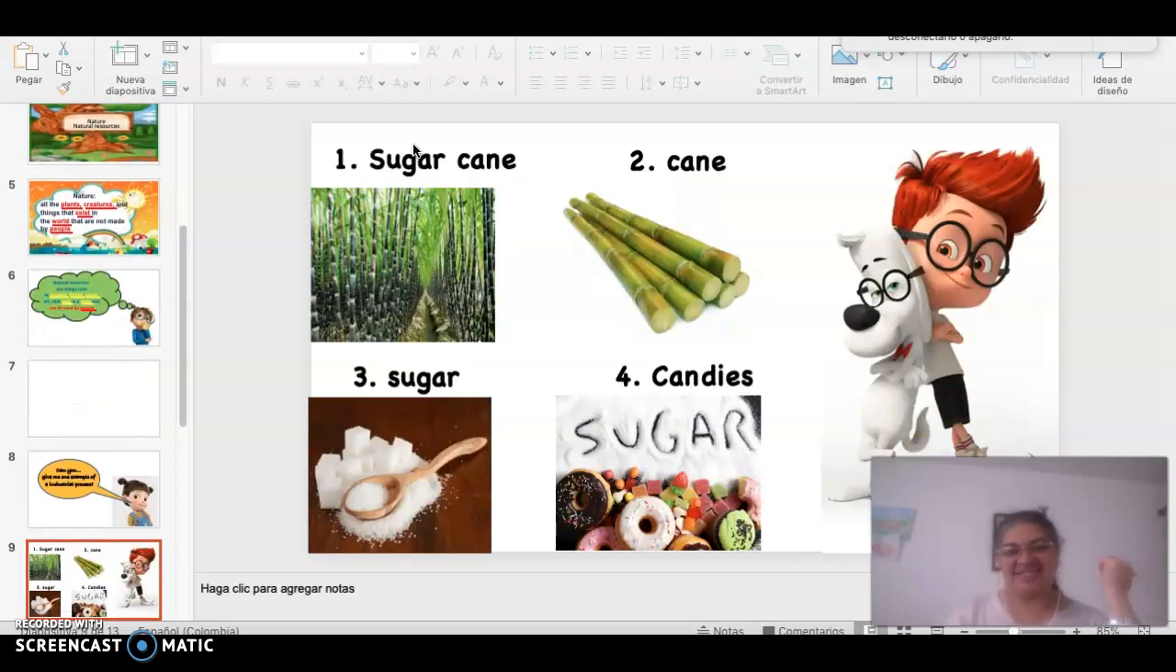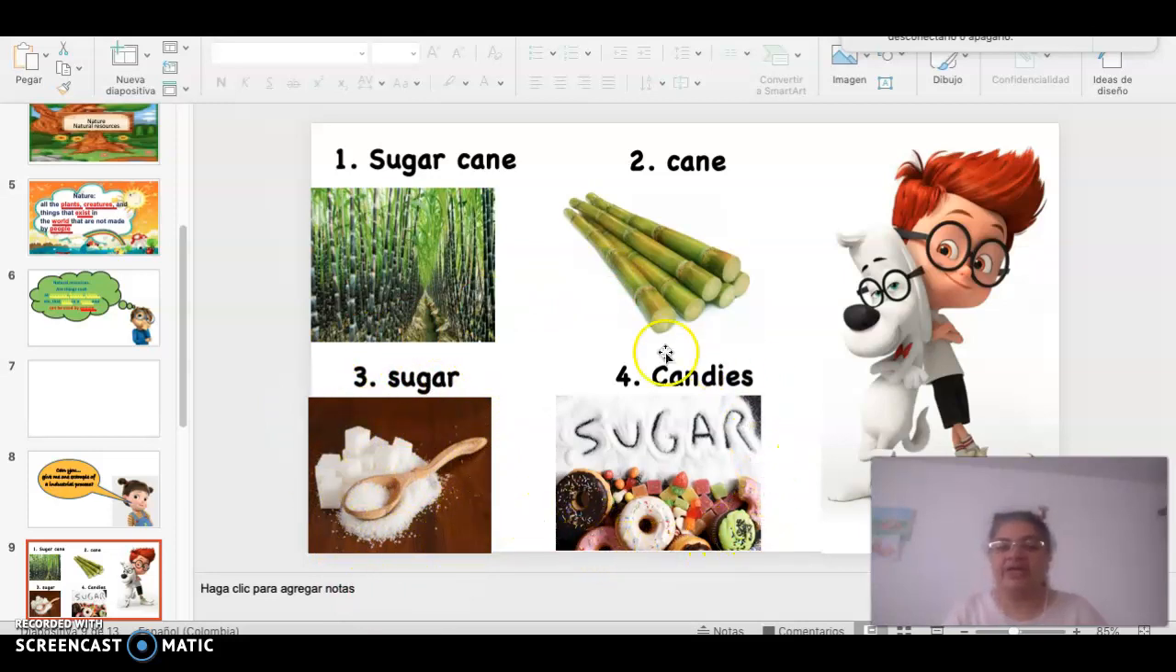So let's see. This example is using sugarcane, caña de azúcar. The sugarcane is cut like this in small slices, and these slices go to the industry, to an enterprise, and in this enterprise they produce sugar. So here you have the sugarcane, here you have the slices, and here you have the sugar that is produced in this enterprise.